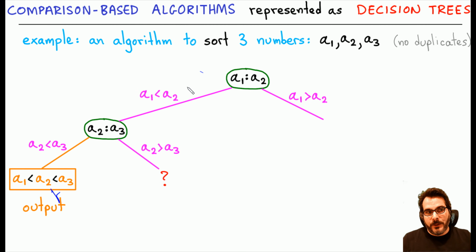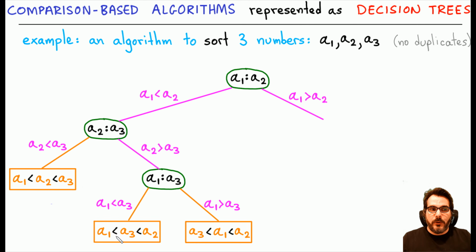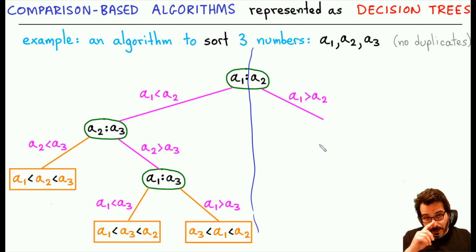But for this one, A2 is greater than A1 and A2 is greater than A3, but it's not enough to come up with a solution yet. So you need to compare A1 with A3, and then you can decide which one is actually the correct order. For this one, the order is A1, A3, A2. This one, A3, A1, A2. So this is the left side of the tree. For the right side of the tree, it's going to be the same thing again.